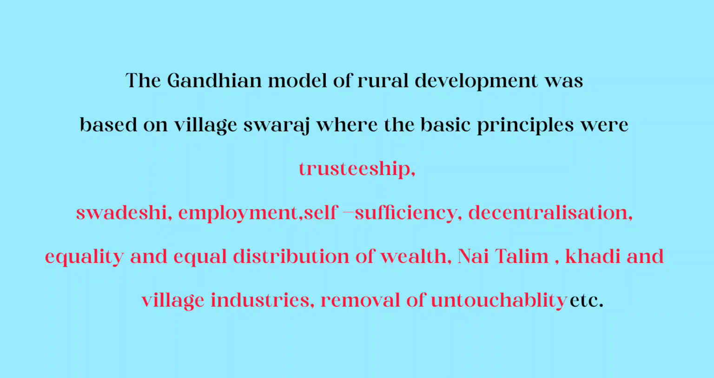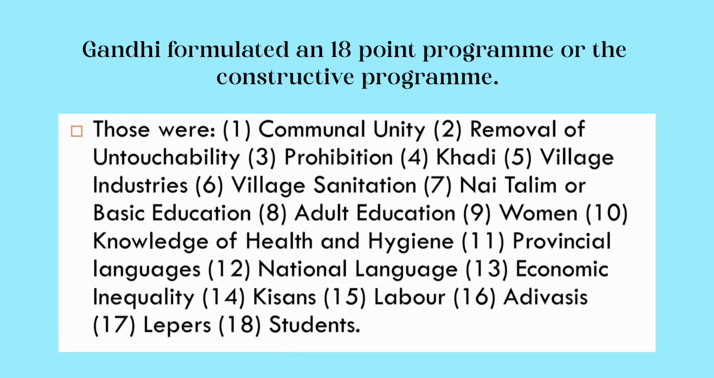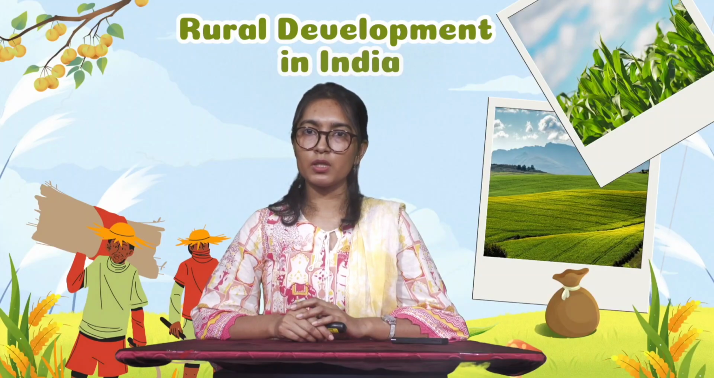The Gandhian model of rural development was based on village Swaraj, where the basic principles were trusteeship, Swadeshi, employment, self-sufficiency, decentralization, equality and equal distribution of wealth, Nai Talim, Khadi and village industries, removal of untouchability, etc. Gandhi formulated an 18-point program, or the constructive program, where he had addressed the Congressmen to take up the issues of various groups. This became the framework for the new India he wished to see after independence.